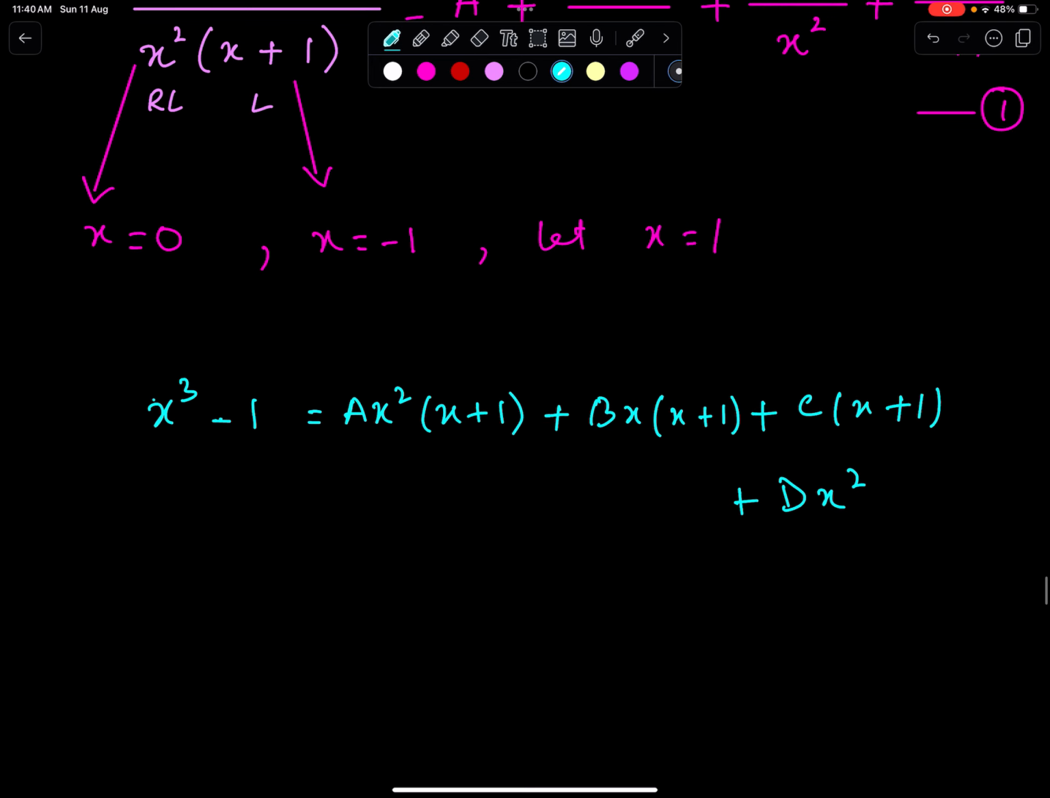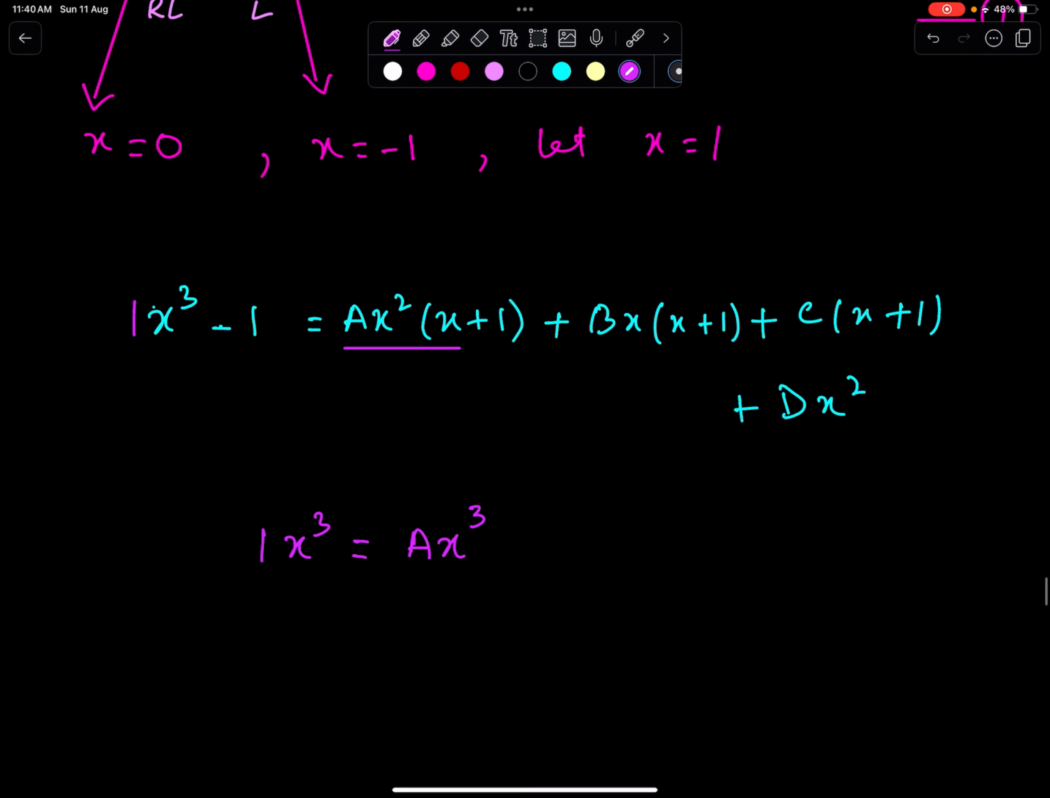Now let's find the value of this constant by comparing the coefficient method. So we need to multiply these two terms to get the coefficient of x cube on right side. On left side we have 1x cube. Now compare the coefficients of x cube on both sides. So by comparing the coefficients of x cube on both sides, we have got the value of a, which is 1.